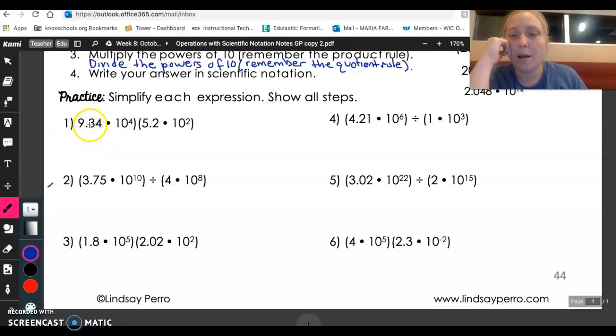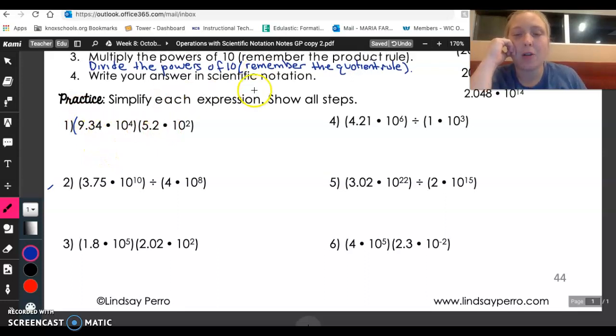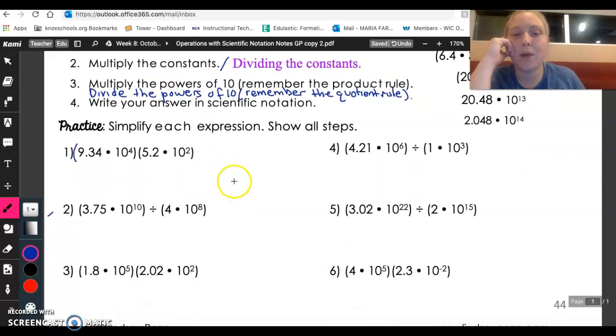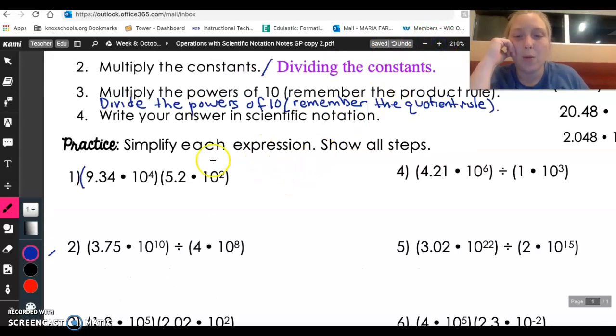For number 1, we are multiplying 2 powers, and they're both in scientific notation. Our step 1 says we need to split the expressions into constants and powers of 10. I'm going to zoom in just a little bit. Instead of having one number in scientific notation times another, we're going to separate them out, the numbers out front times each other, and then the powers of 10 times each other. So this is what that looks like.